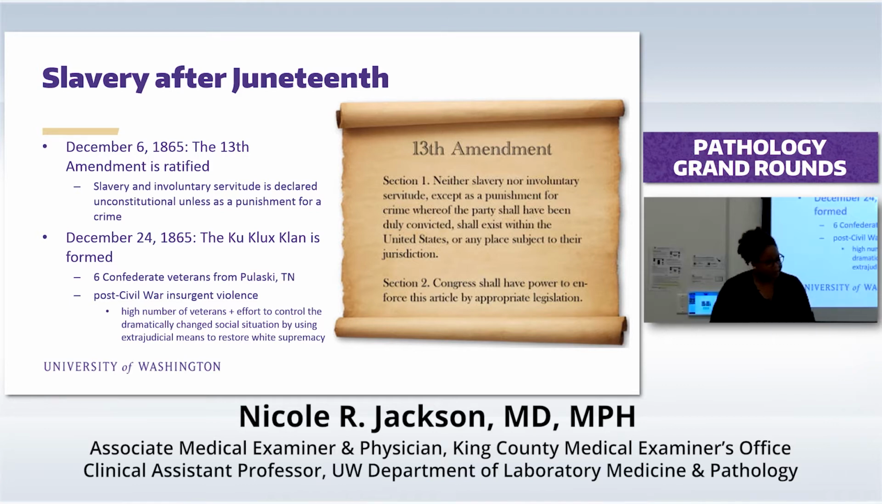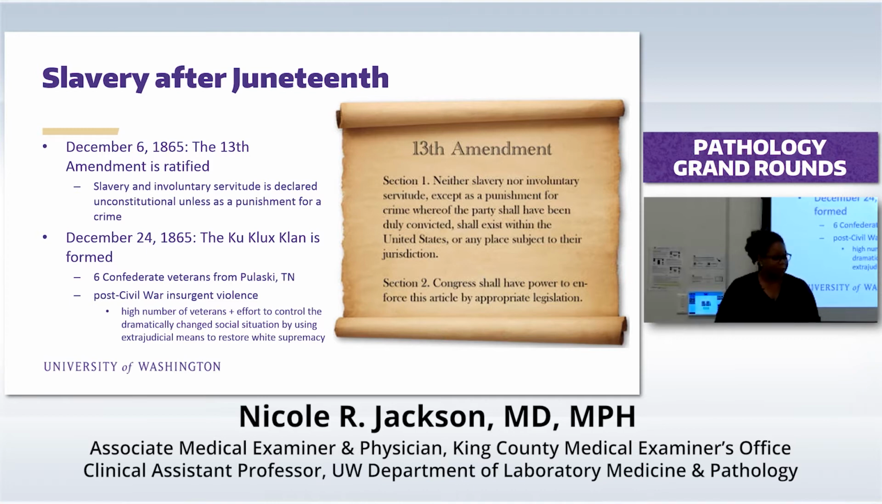So in December of the same year, we did have the 13th Amendment ratified. And this declared officially slavery and involuntary servitude unconstitutional, unless it's a punishment for a crime. And actually, a lot of our prison systems kind of originated on this, right? People would be charged with a crime and then committed to slavery yet again.